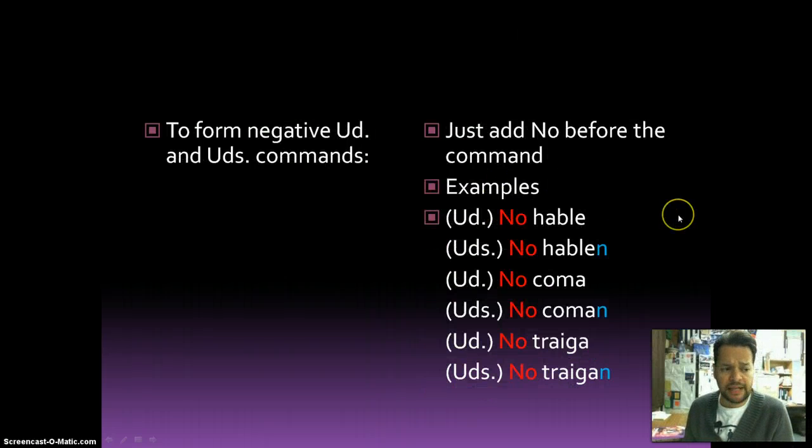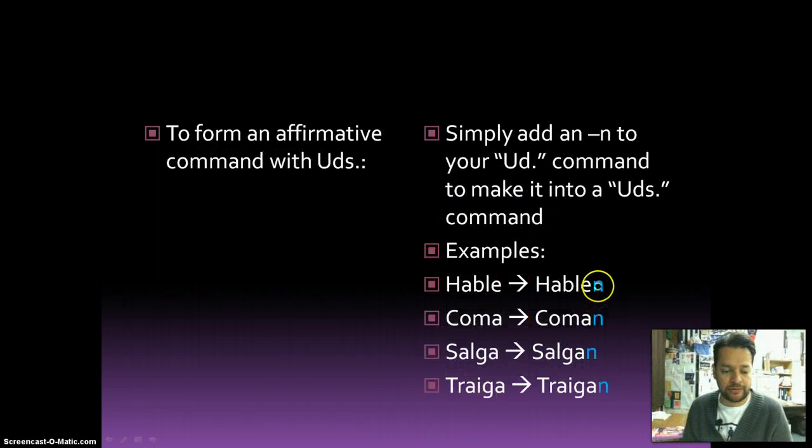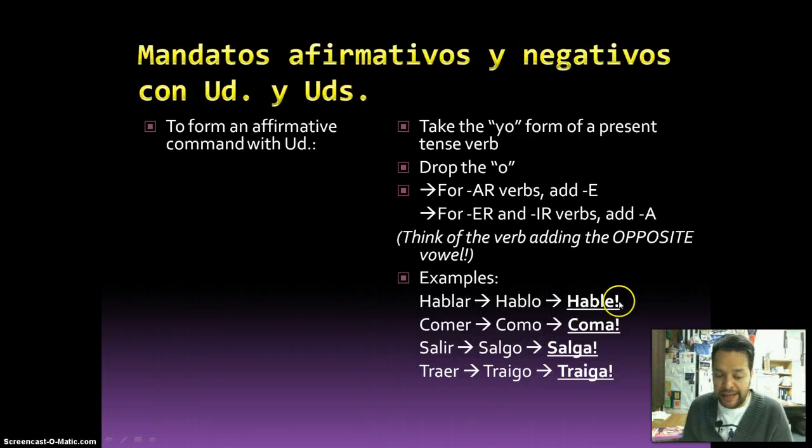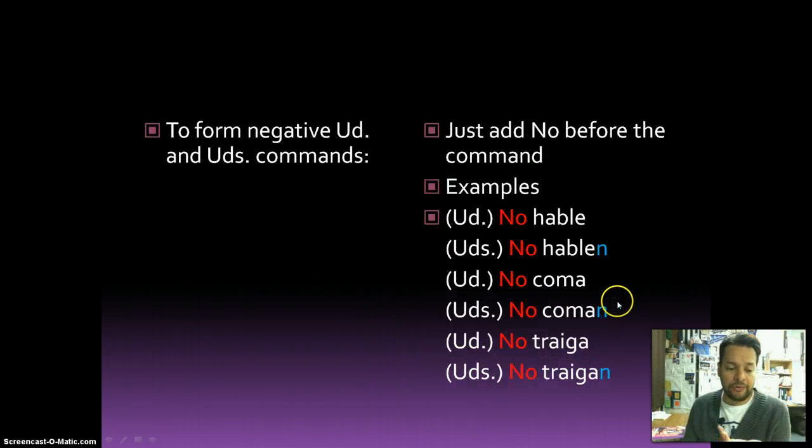Okay, let's analyze making negative usted and ustedes commands. Let's start with the usted commands. Just like in the book, guess what? You're just going to have to add the word no before your command words. So if you already were able to figure out how to say hable to usted, now you just put no hable. Okay? Same deal with ustedes. Put the word no in front. No hablen. All of you, don't speak.